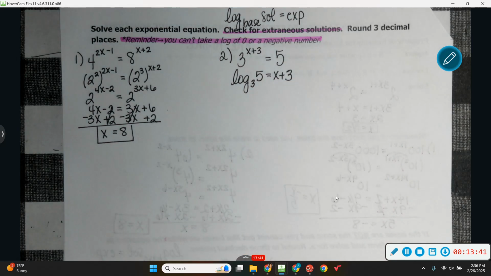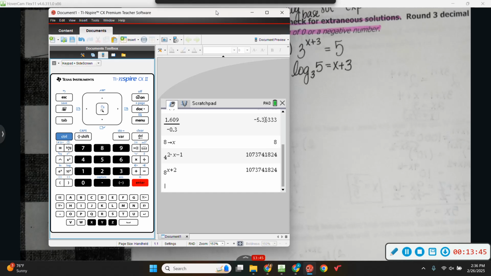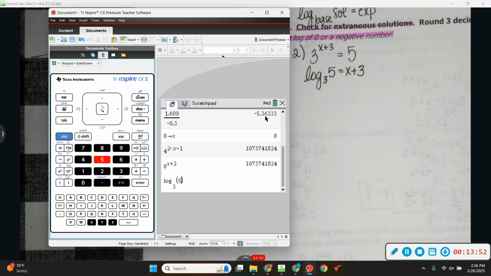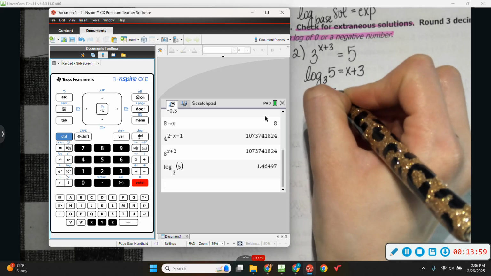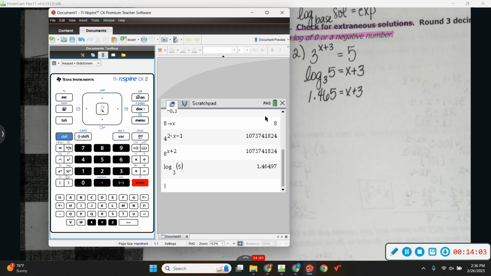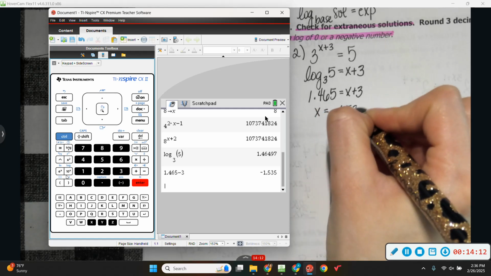So I can go to my calculator, and I can type in, let me get it to where you can see it, log base 3 of 5, and that's going to give you 1.465 equals x plus 3. Now you take that 1.465 and subtract 3, and x is equal to negative 1.535.